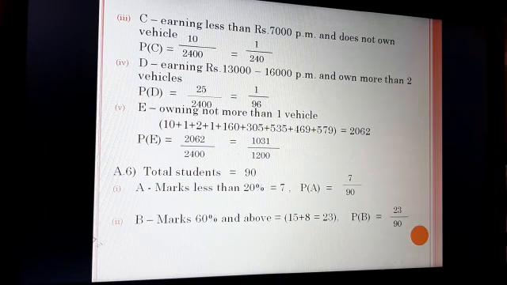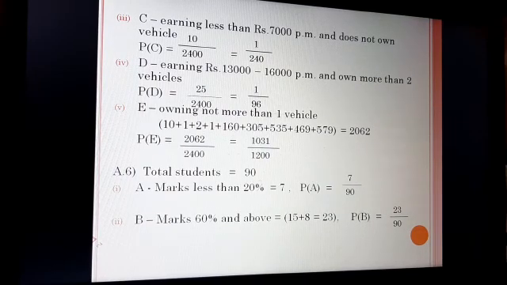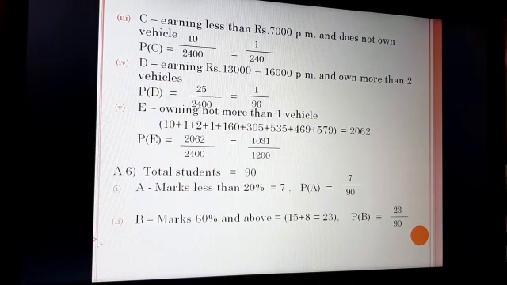Now the probability of E, owning not more than 1 vehicle. In that we have taken the columns of 0 and 1 vehicles, that is 10, 160, 305, 535, 469 and 579. After adding all of them, the number comes to 2062. So the probability of the event comes to 2062 upon 2400, that is 1031 upon 1200. Okay, and in question number 6, the total students given were 90.